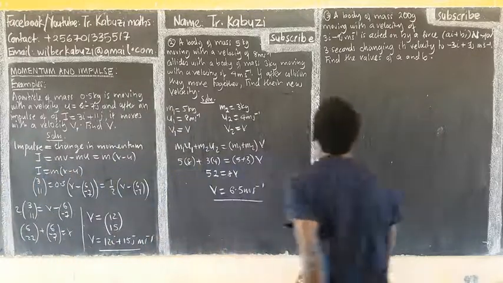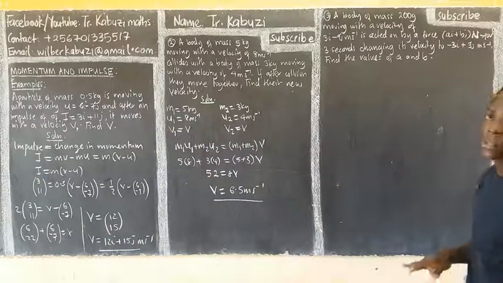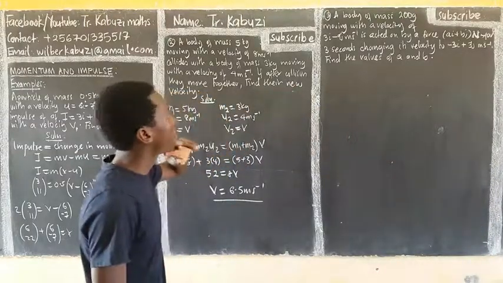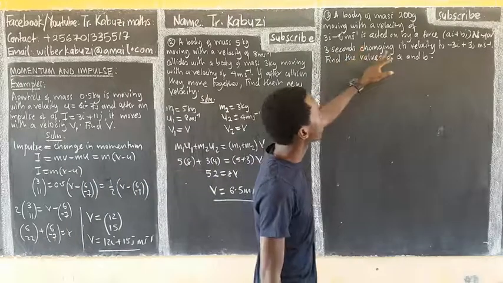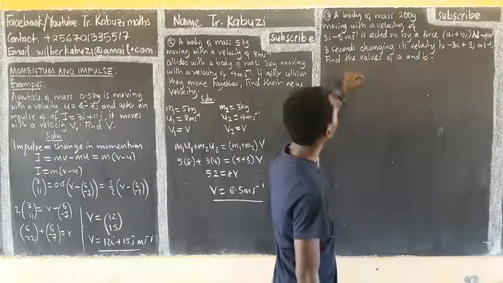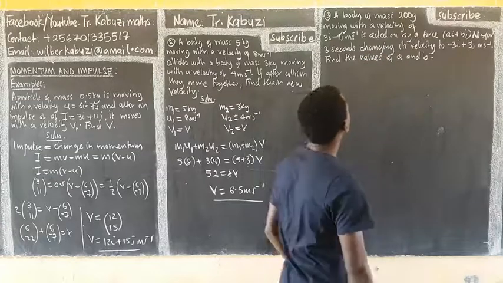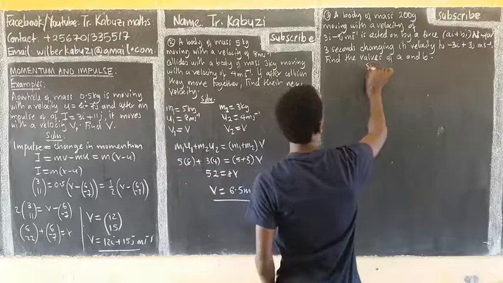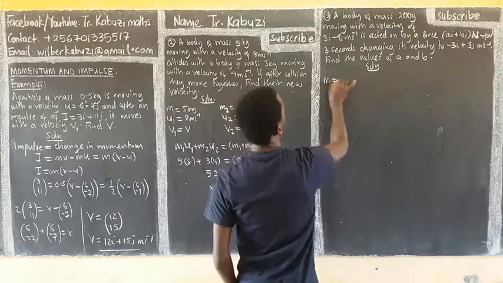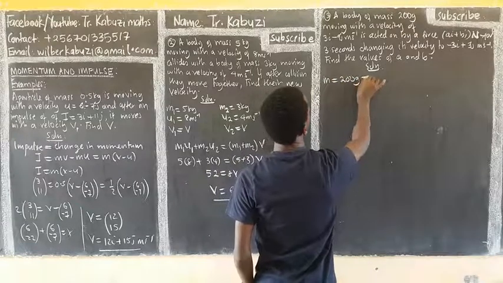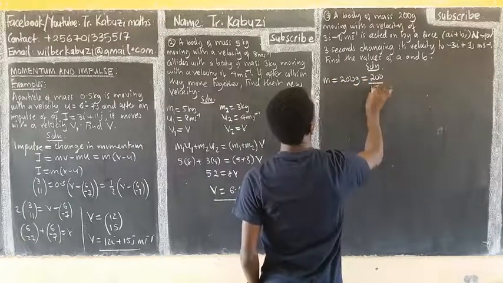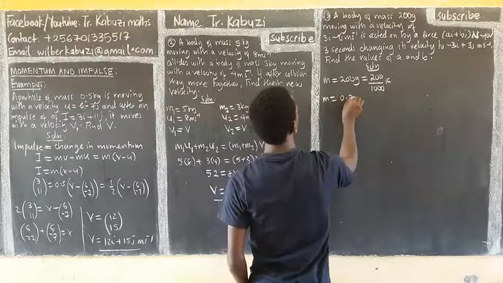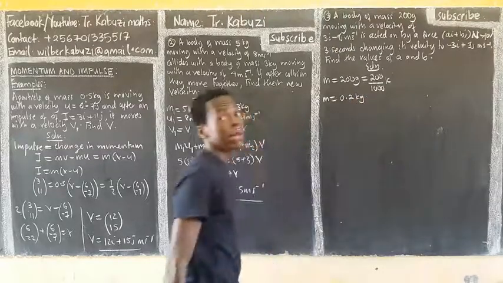Okay, if you come to this now: a body of mass 200 grams. When you see grams, we convert them to standard units. It is moving with this velocity, and is acted on by a force for 3 seconds, changing its velocity to that. Find the values of A and B. In our solution, our m is in grams, which is 200 over 1,000, so our m is 0.2 kilograms.